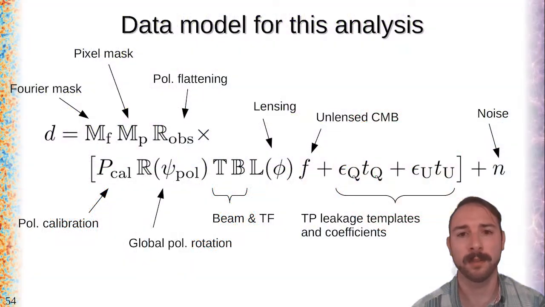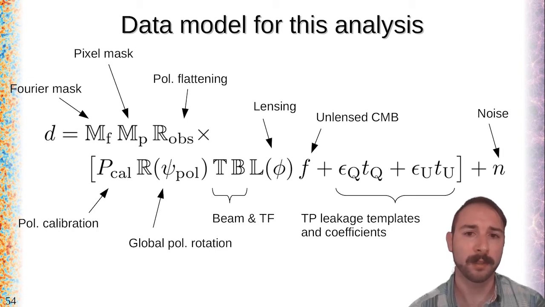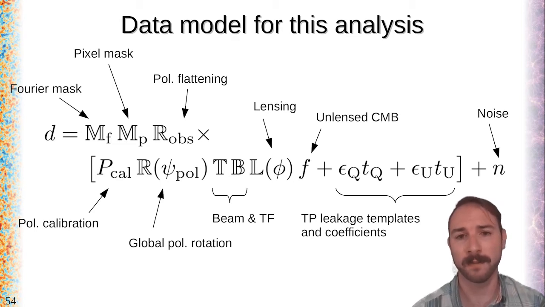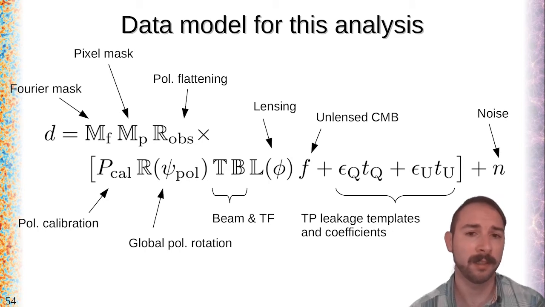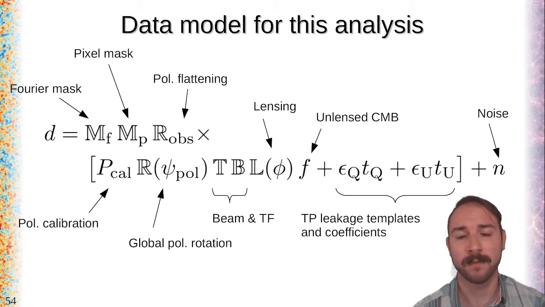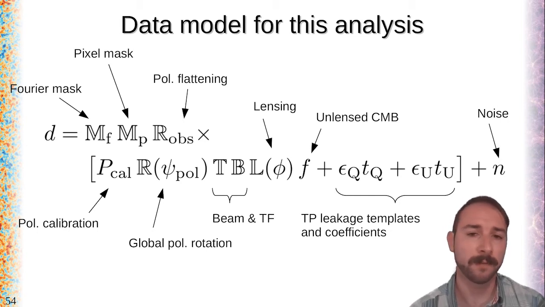So here's the data model that we use for this analysis. Like before, there's lensing and there's the unlensed field. There's noise. Now we also include a few extra things. For example, we have temperature to polarization leakage templates with coefficients that are free parameters. There's a beam and transfer function that don't necessarily need to be isotropic. There's a global polarization rotation corresponding to the calibration of the instrument, as well as a polarization calibration. And we have pixel masks and Fourier masks that we can apply. And again, from this, it's totally straightforward to write down that posterior and then take the gradients, do the HMC, and the whole thing.